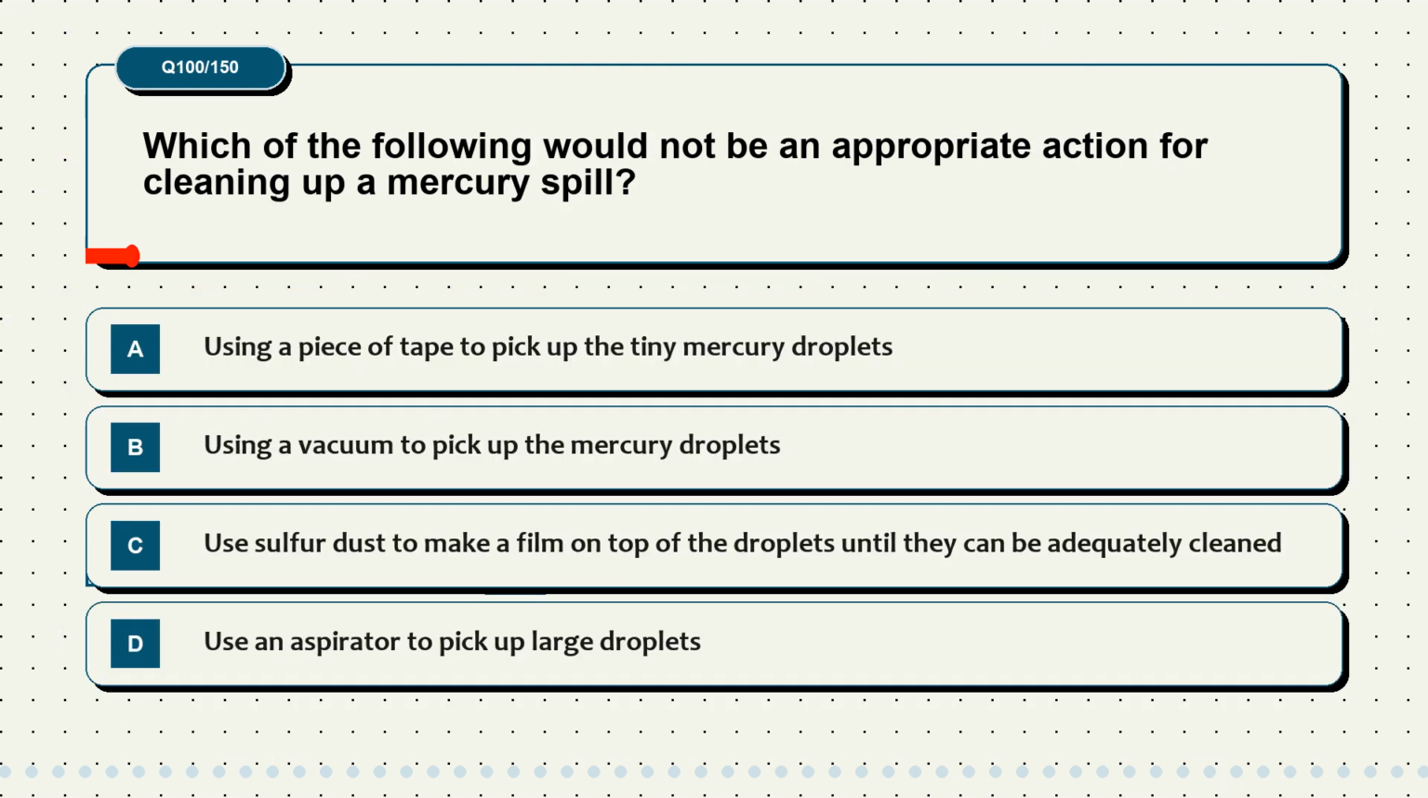Question 100. Which of the following would not be an appropriate action for cleaning up a mercury spill? Here are the options. Option A, using a piece of tape to pick up the tiny mercury droplets. Option B, using a vacuum to pick up the mercury droplets. Option C, use sulfur dust to make a film on top of the droplets until they can be adequately cleaned. Option D, use an aspirator to pick up large droplets.